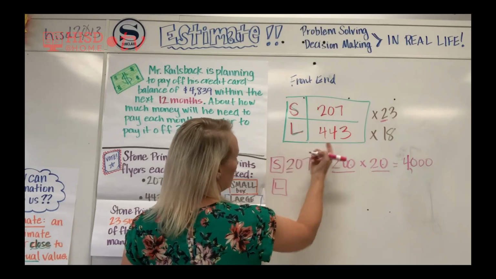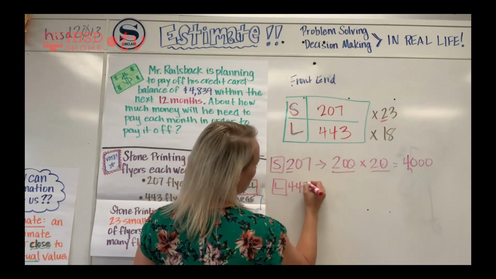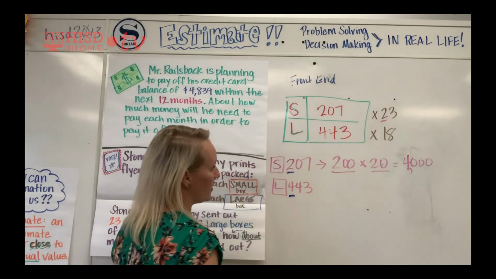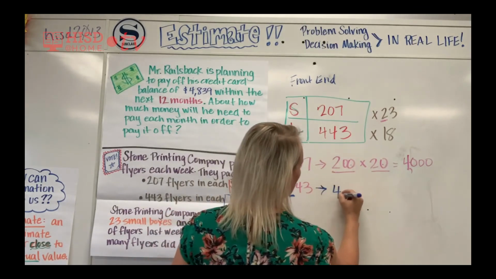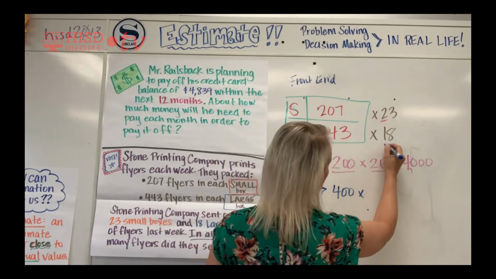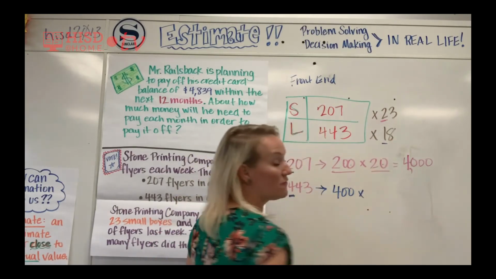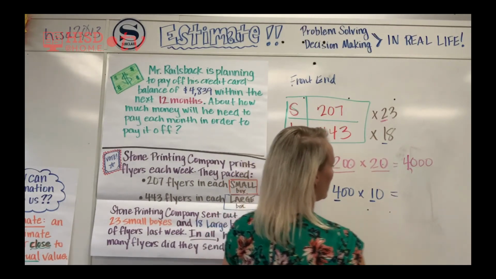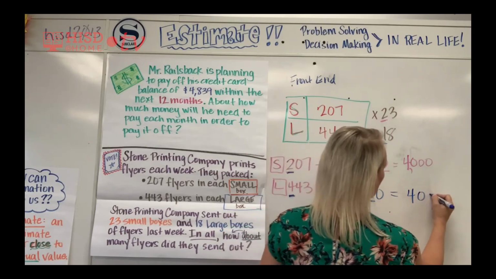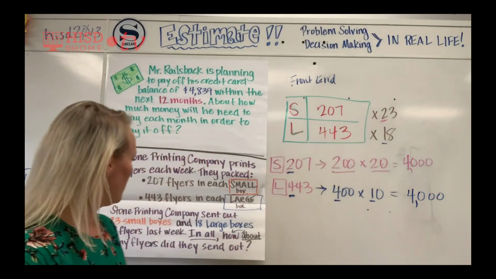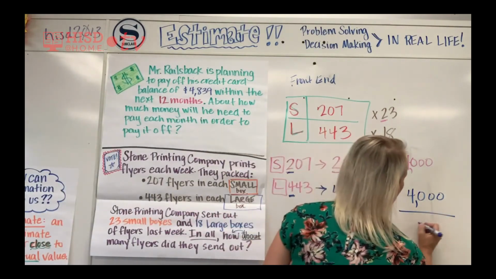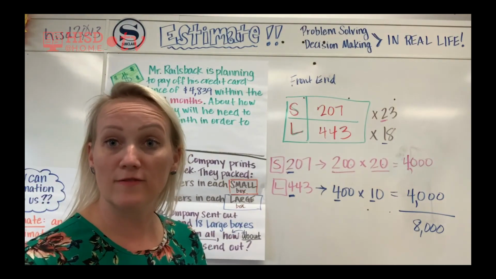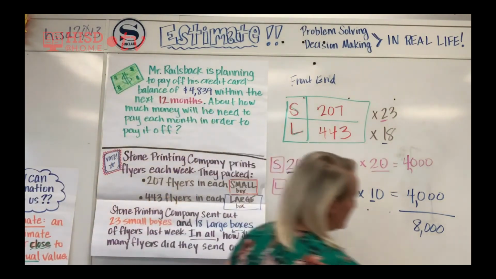Now with large. Front-end estimation, I have 443. Let me do this in a different color. Right here, I'm only using the front number. I'm going to make it 400. And then I have 18, right? I don't want to use 18. I'm using the front of 18. That's 10 times 10. Okay, I'm going to multiply. I'm going to get 4, and 1, 2, 3 zeros. I got 4,000 there. And in all, I'm going to add 4,000 and 4,000. I can answer somebody's question quickly and say they sent out about 8,000 flyers. Look how fast that was. So that was front-end estimation.